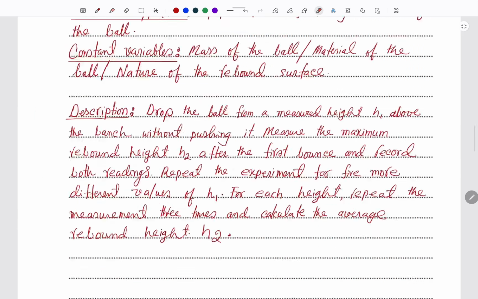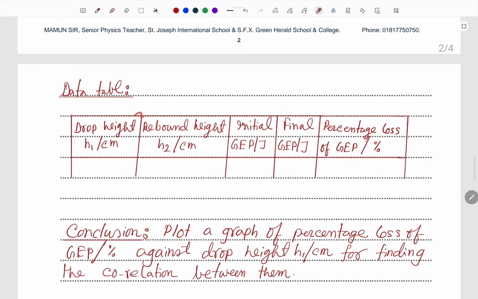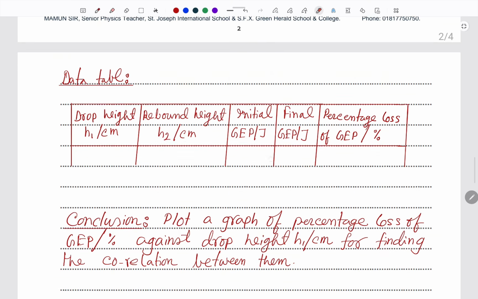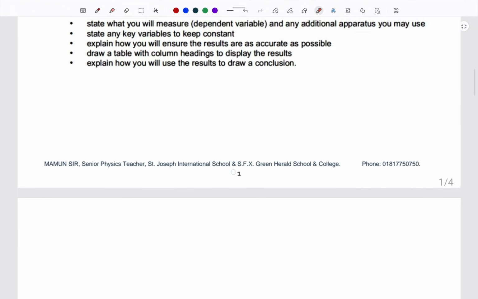Okay, let's see what I did here. The first one is drop height h1 / centimeter. This is very important. Always give the unit beside the physical quantities. Rebound height h2, it is in centimeter, and then initial gravitational potential energy unit joule, final gravitational potential energy unit joule, and then percentage loss of gravitational potential energy in percent. This is the table. What about the last thing?